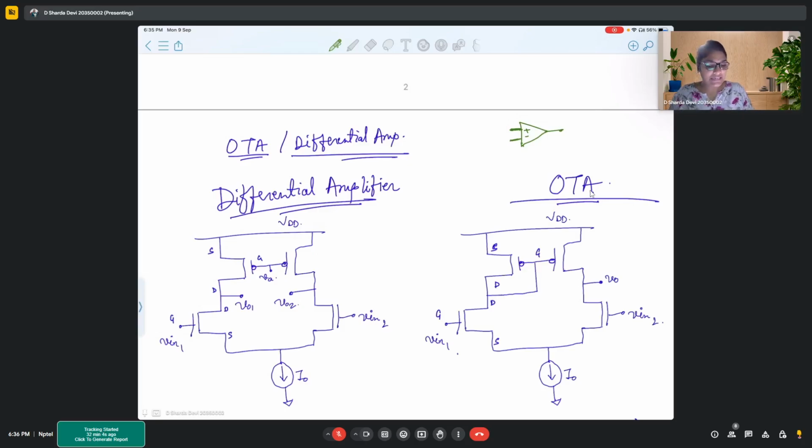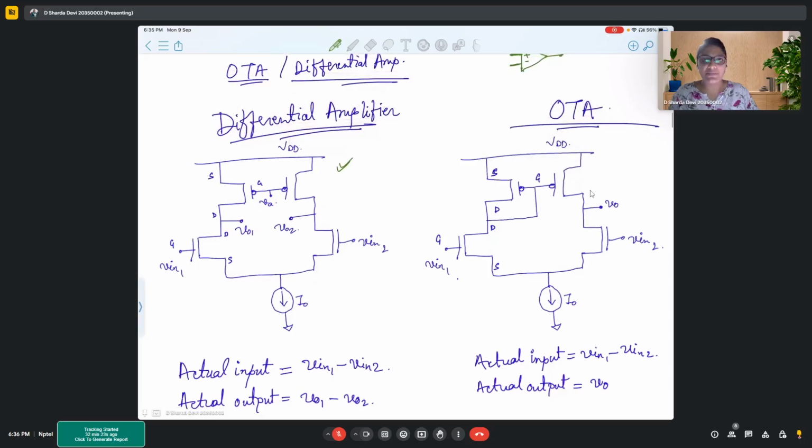When we design an op-amp, we start with this differential pair. We add some other stages, and then this particular op-amp is designed. But the input part that you observe with two particular input terminals comes from this differential pair only.